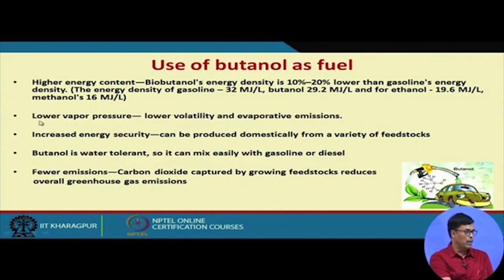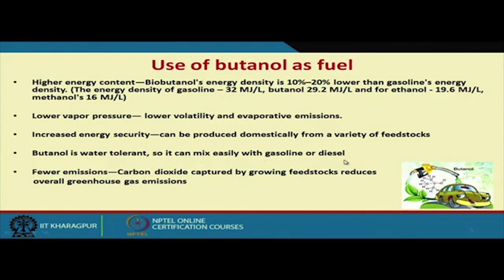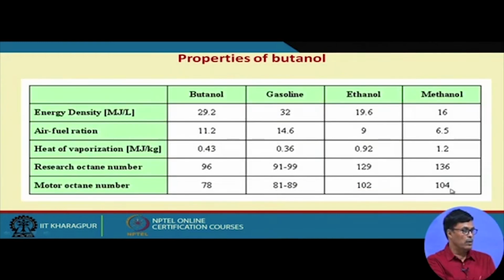Another advantage is that it has lower vapor pressure, lower volatility and evaporative emission, which is very much required for fuels. Also, increased energy security, as it can be produced domestically from the varieties of feedstock that I discussed. Different organic matter can be used for the production of butanol. Butanol is oxygen tolerant, so it can mix easily with gasoline or diesel. Fewer emissions: carbon dioxide captured by growing the feedstock reduces overall greenhouse emission due to the use of butanol.